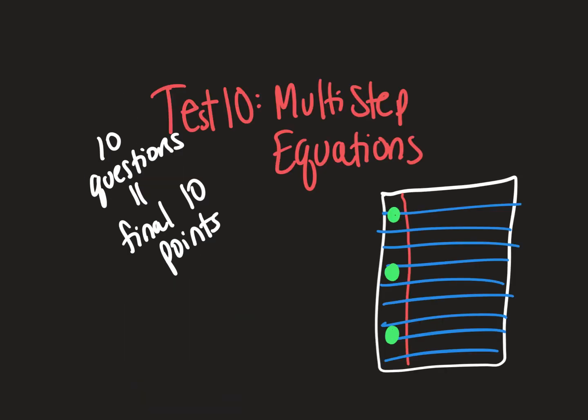For your 100 equations unit, test number 10 is multi-step equations. There are 10 questions, 10 equations for your final 10 points available. You're definitely going to want to have a few pieces of scratch paper handy to write the problems out and show all of your work. I doubt that any of us could be solving these multi-step equations mentally without showing any sort of work.